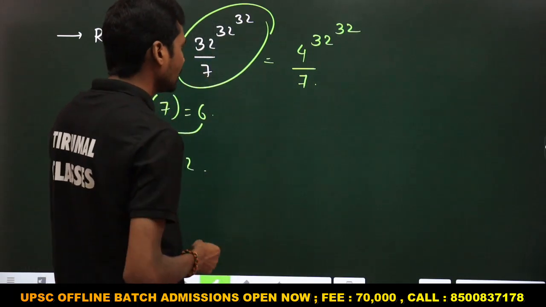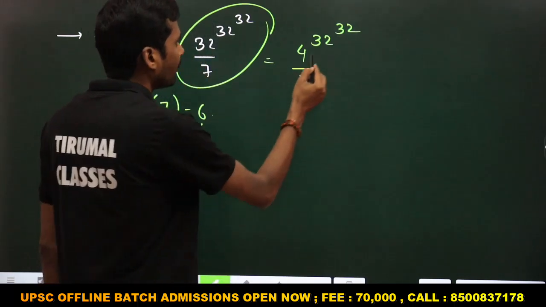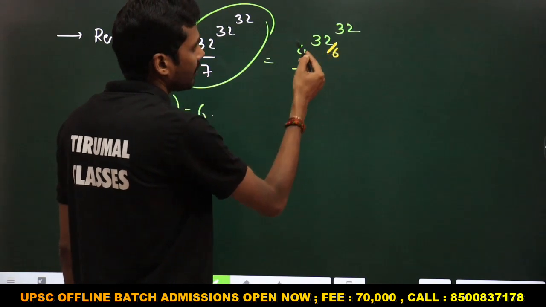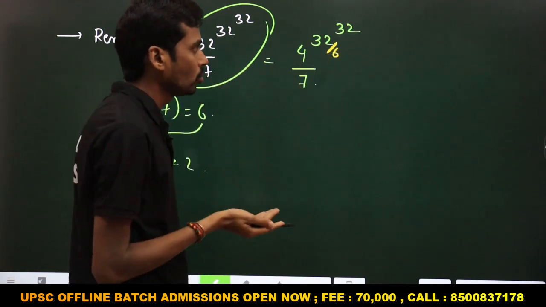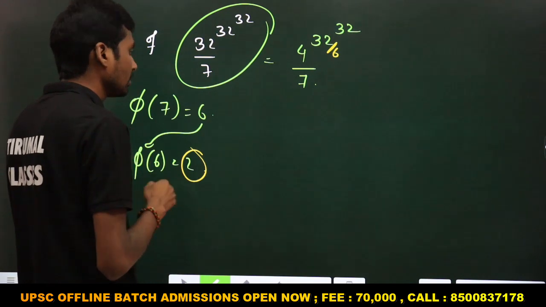Now the next thing is, first I have to divide this power with 6. What is the remainder I'll get? The remainder is 2, no problem. And then what is the next one? The next one is 2.